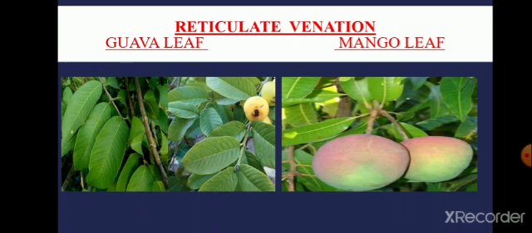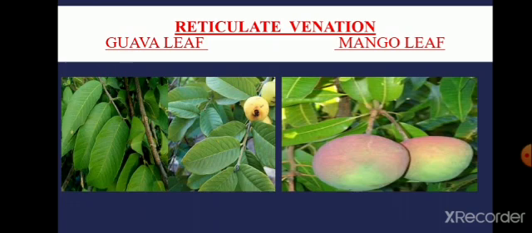Reticulate venation is said to exist when the veins form a net-like shape on either side of the midrib. This type of venation is seen in dicotyledons like guava and mango. Again, reticulate venation exists when the veins form a net-like shape on either side of the midrib. This type is seen only in dicots.